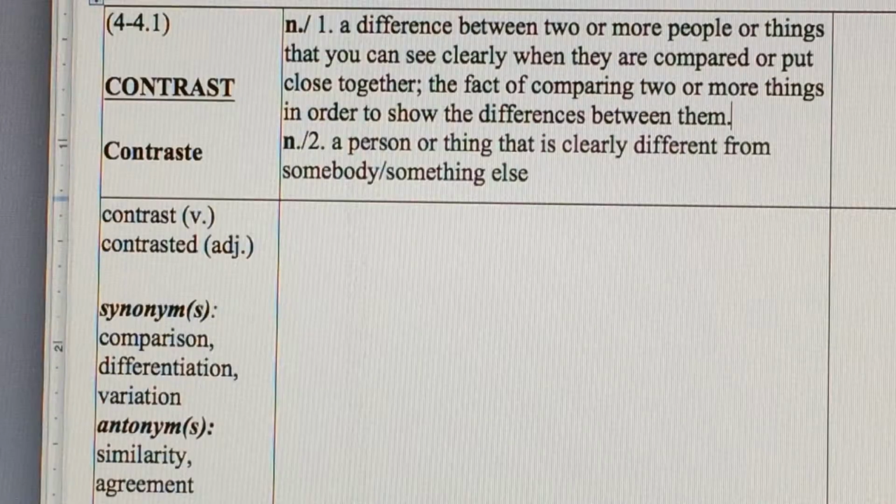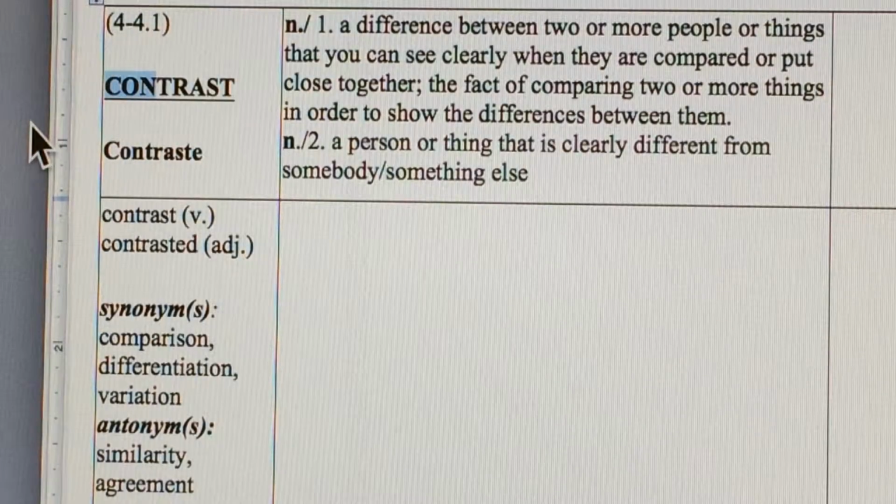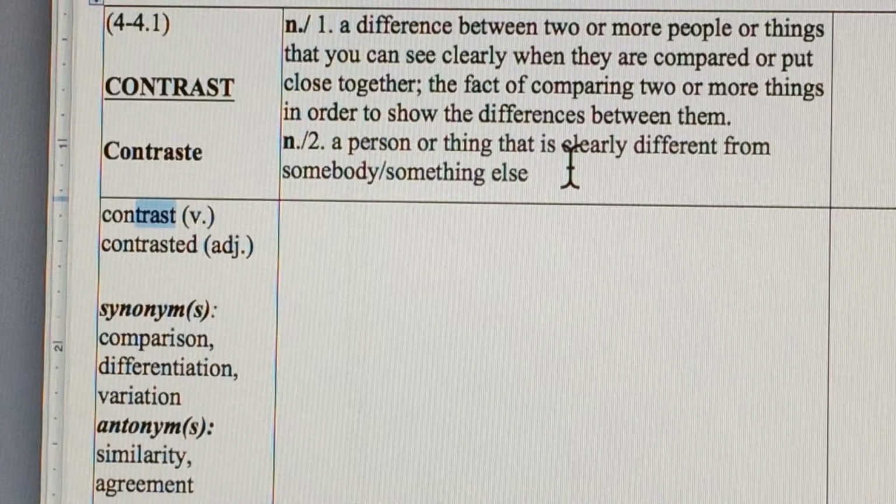Contrast has two pronunciations, depending on whether you are using it as a noun or as a verb. When you use it as a noun, the emphasis or stress is on the first syllable, con. So we say contrast, contrast. If you use it as a verb, then the stress is on the second syllable, trast. Contrast, contrast.